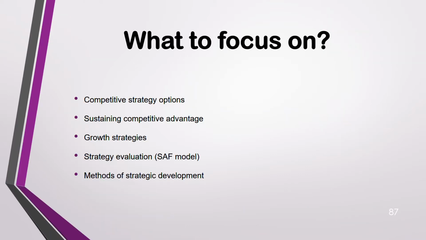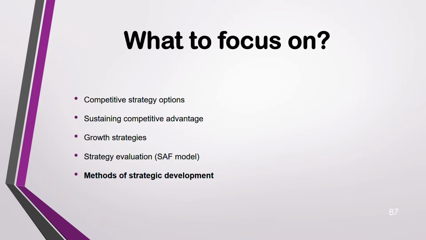In my lecture 15 and 16, that is part 1 and part 2 of this video, I have discussed the top 4, that is competitive strategy options, how to sustain competitive advantage, the growth strategies, that is the Ansoff matrix: product development, market development, diversification, and market penetration. Then we went through the SAF model, that is suitability, acceptability, feasibility. In this lecture, we are going to focus only on methods of strategic development.